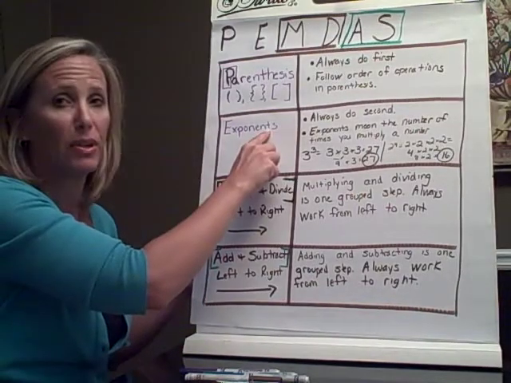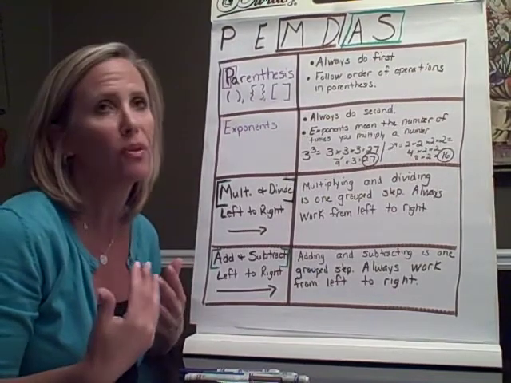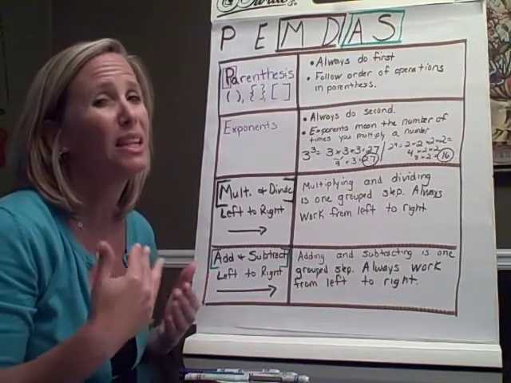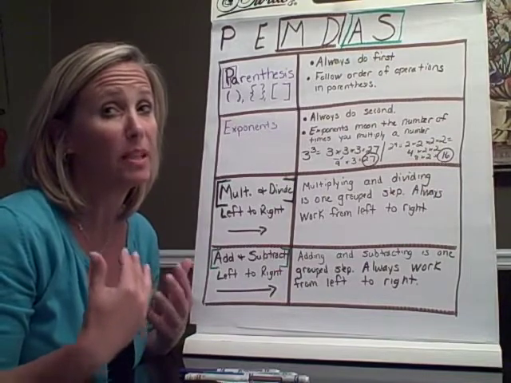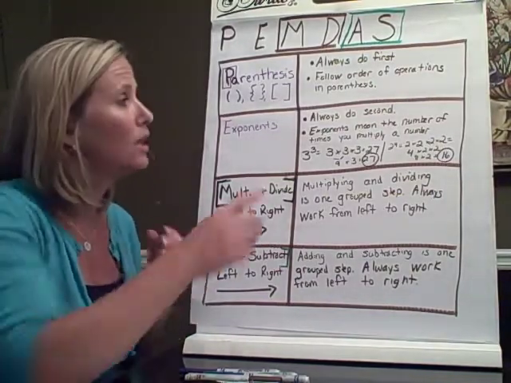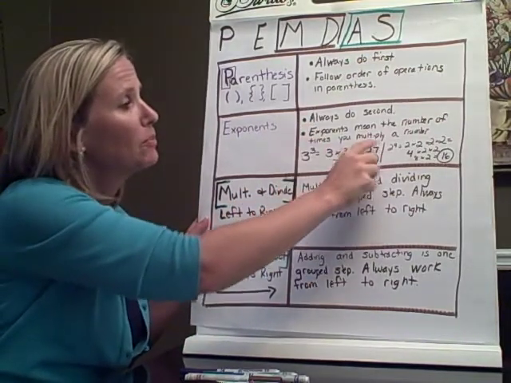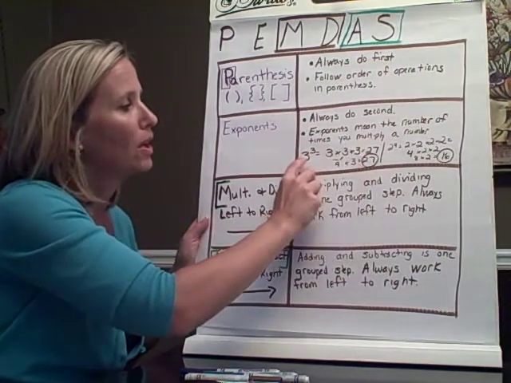Your next step is exponents. We learned a little bit about exponents when we were doing multiplication. We talked about 10 to the 4th, 10 to the 5th, and how it didn't mean 10 times 5, but 10 times 10 times 10 times 10. Well, the same is true for any base number with an exponent. So if you look, you always do your exponents second, and it means the number of times you multiply a number.